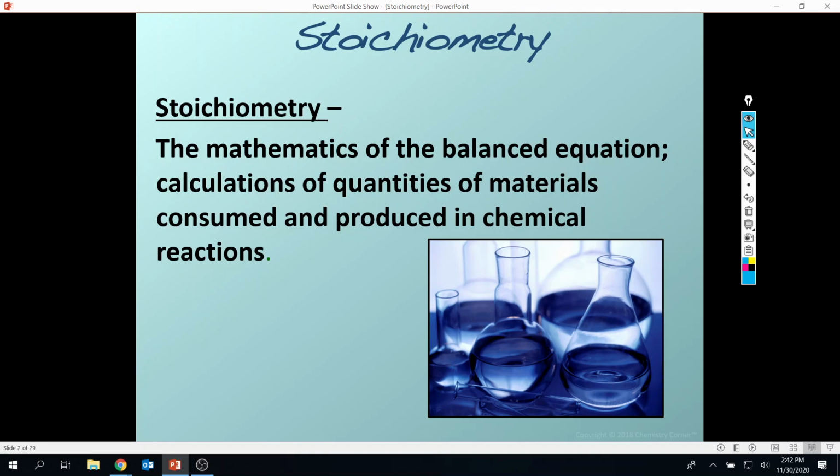So stoichiometry. Now, listen. We're not going to write down all the words on the screen. We're going to read the words and we're going to summarize. Plus, I don't know that this definition would really be helpful anyway. Stoichiometry, the mathematics of the balanced equation. Now that actually is reasonable. It's the math of the balanced equation. Calculations of quantities of materials consumed and produced in chemical reactions. It's about the mathematical relationship of what's consumed and what's produced.